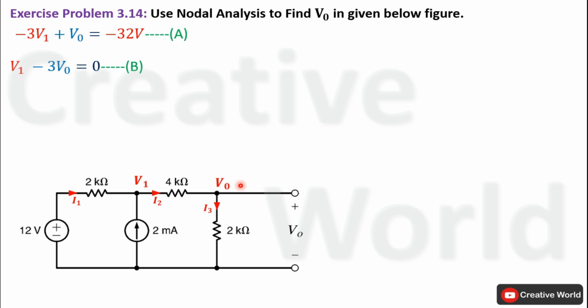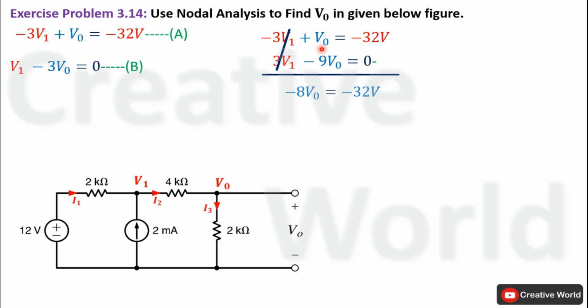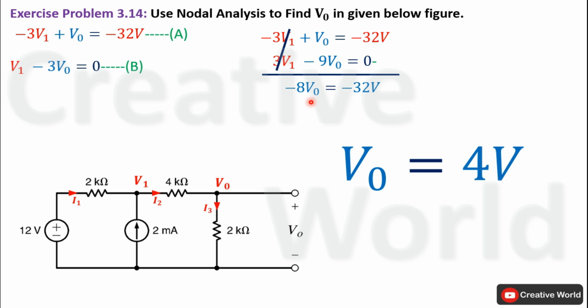For that purpose, we will take equation A as it is and will multiply equation B with 3. The equation will become 3V1 minus 9V0 equal to 0. Now add these two resulting equations together. Minus 3V1 and plus 3V1 will cancel out with each other. Sum of minus 9V0 and V0 will become minus 8V0. On the other hand side of equal, minus 32 volt will be left. Now divide on both sides with minus 8 to calculate the value of voltage V0, that will become 4 volt.